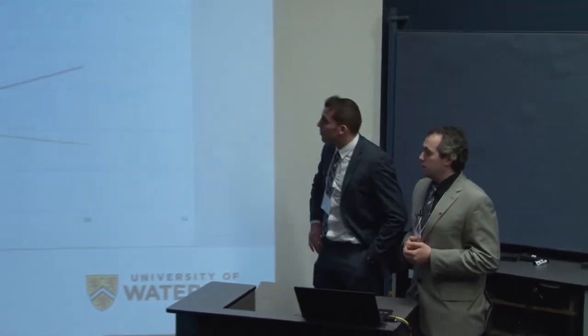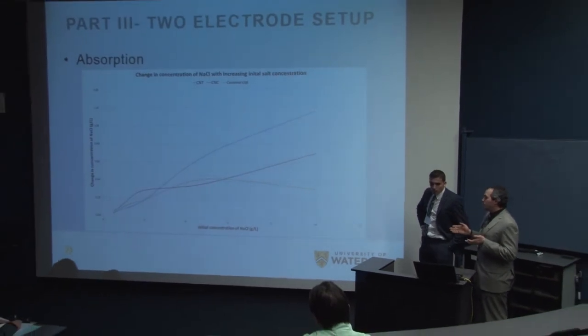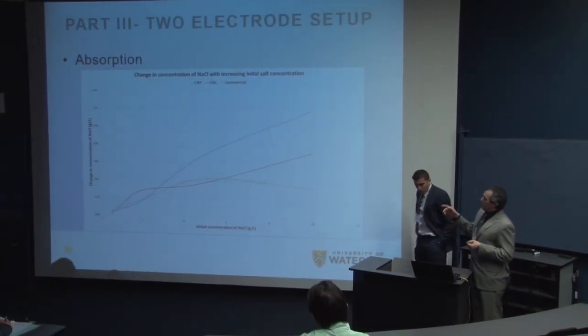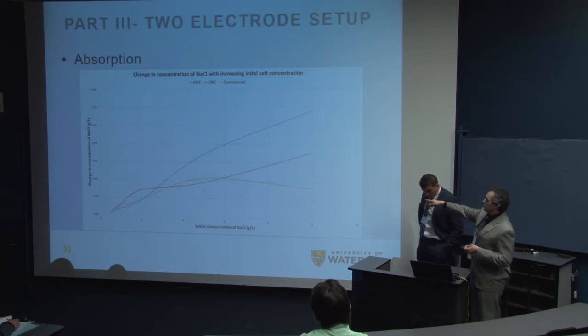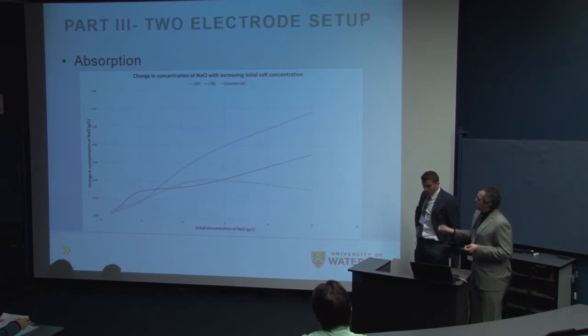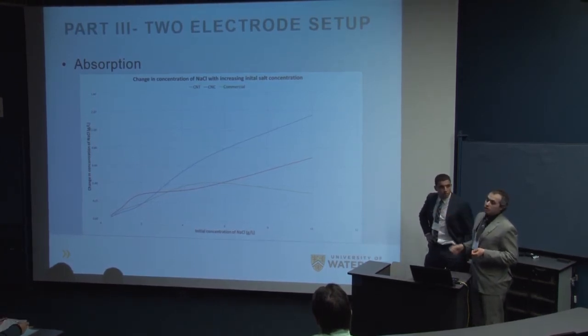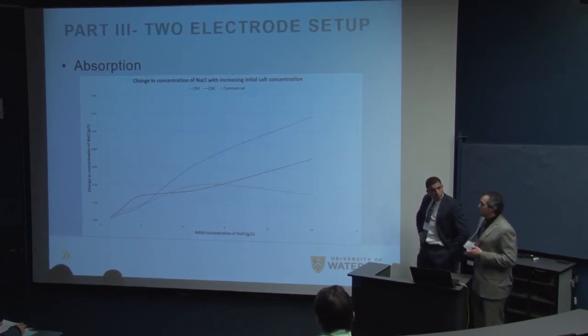This is our test for the absorption. We did tests over different initial concentrations of NaCl. Since we're doing this test mostly for brackish water, that's around 2 to 10 grams per liter, so we only tested in that range. So as you can see, the higher the initial concentration, the more absorption you can do. The green line is a commercial product, the red line is the CNC product, and the blue line is our CNT product. As you can see, the CNT actually absorbs around 10 to 14% of the ions, while the commercial product only absorbs 2 to 3%, and the CNC is around 3 to 5%.